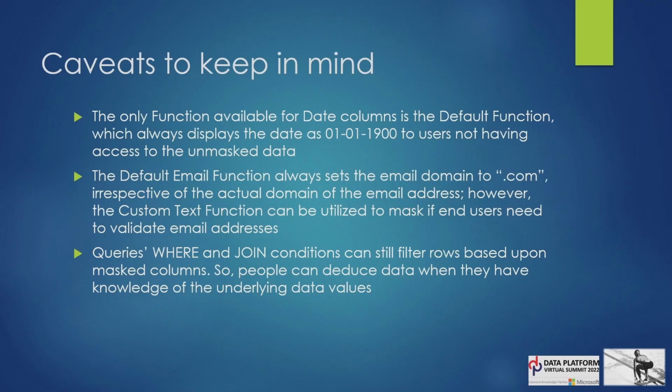The caveats to keep in mind: the only function available for date columns is the default function, and it always shows the date as 1/1900 to users who do not have access to unmasked data. The default email function is always set to .com, irrespective of what the domain of the email address is.